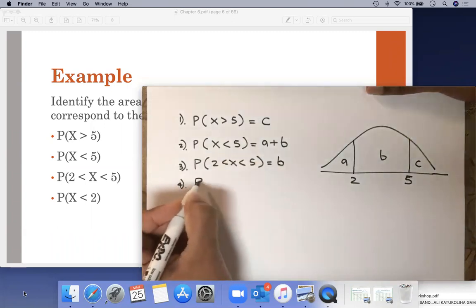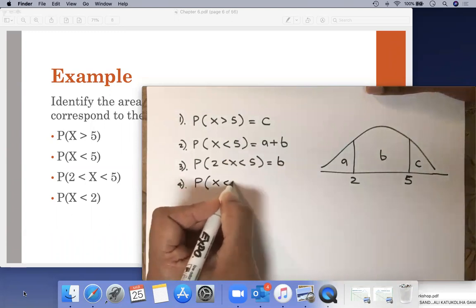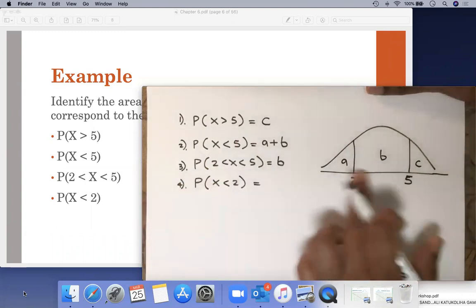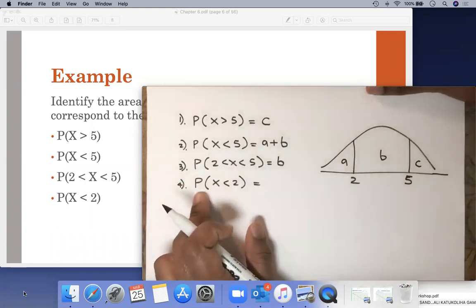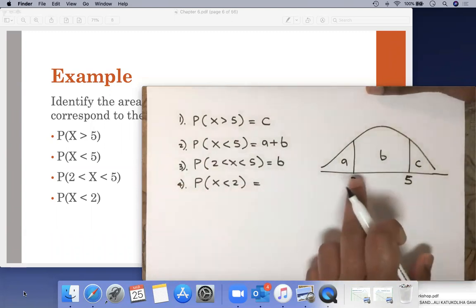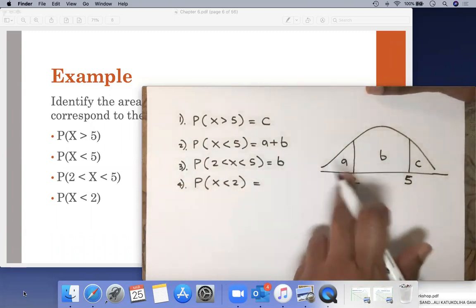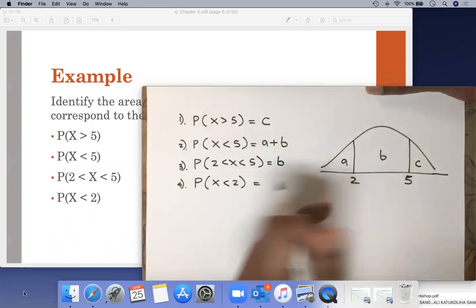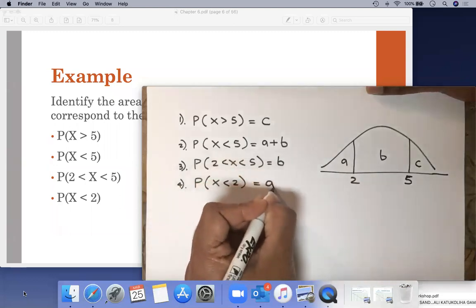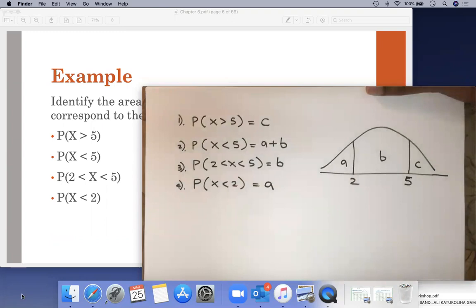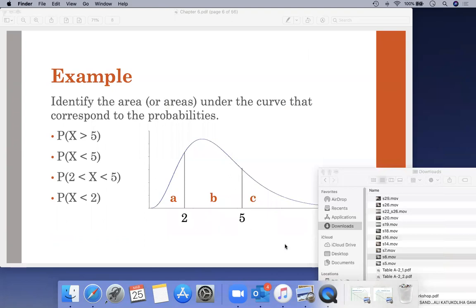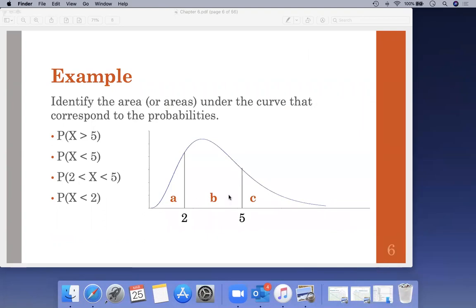The last one, you have to find the probability of x values less than 2. Remember, the probability means area. So if you want to find probability, that means you have to find the corresponding area. Here, x should be less than 2. So this side, the area under the curve is only this part. So it's a. Now you know how to find these areas if you have these values.